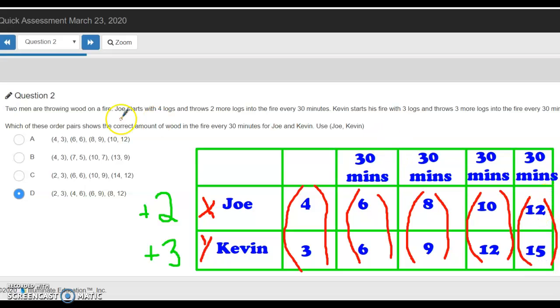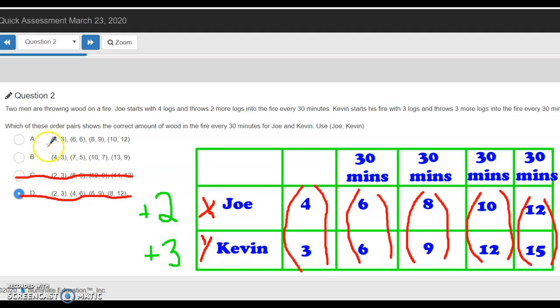So if I go back and look at my answers now, it says which of these ordered pairs shows the correct amount of wood in the fire every 30 minutes for Joe and Kevin. Well, D just automatically clicked. So I'm looking for one that would be 4 and 3. Well, if I look, D doesn't have 4 and 3 as an ordered pair, so I know it can't be D. C doesn't have an ordered pair of 4 and 3, so I know it can't be C.